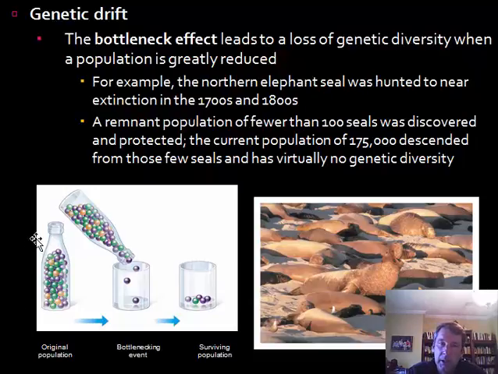effect. The analogy is that you have all these individuals represented by marbles in this bottle, and the neck of the bottle is the event, the disaster, forest fire, whatever. Only a few individuals survive that disaster and make it through the neck of the bottle, and that's our resulting surviving population. So that's an example of genetic drift, and we'll certainly have a change in genetic makeup.